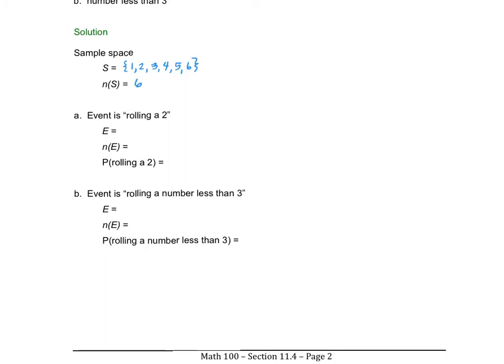The event that I have for part A is rolling a 2. So how many ways can I roll a 2? There's only one. So in my event, the only way I can roll a 2 is by rolling a 2, which means there's only one thing in that set. So the probability of rolling a 2 is going to be a fraction where the denominator is everything that could happen, which would be the number of things in your sample space, over your event, which is 1/6. And of course that makes sense, right? 6 possibilities, only one of those is a 2.